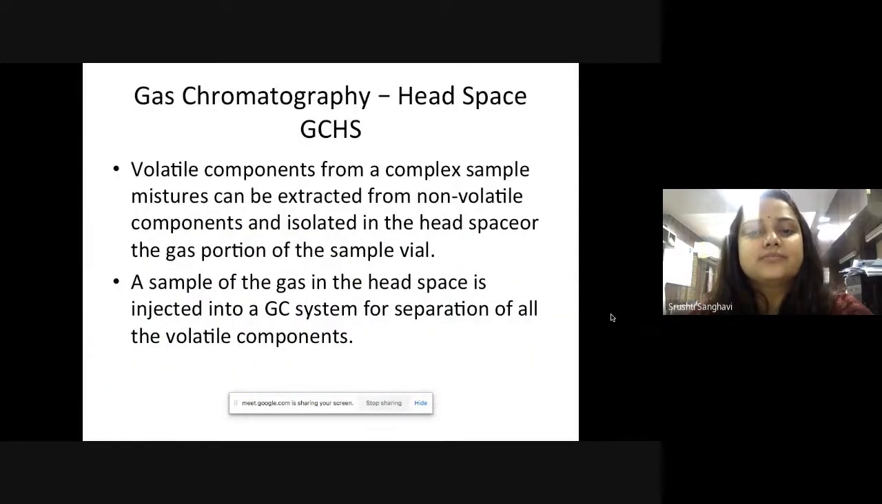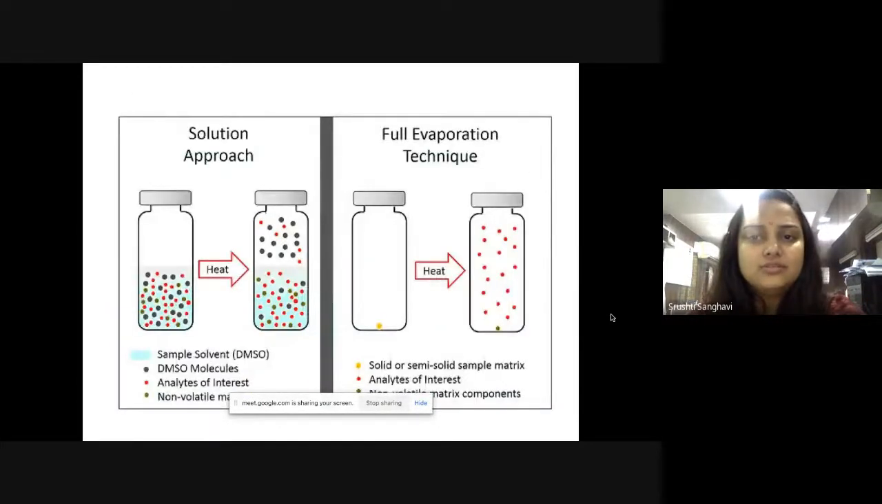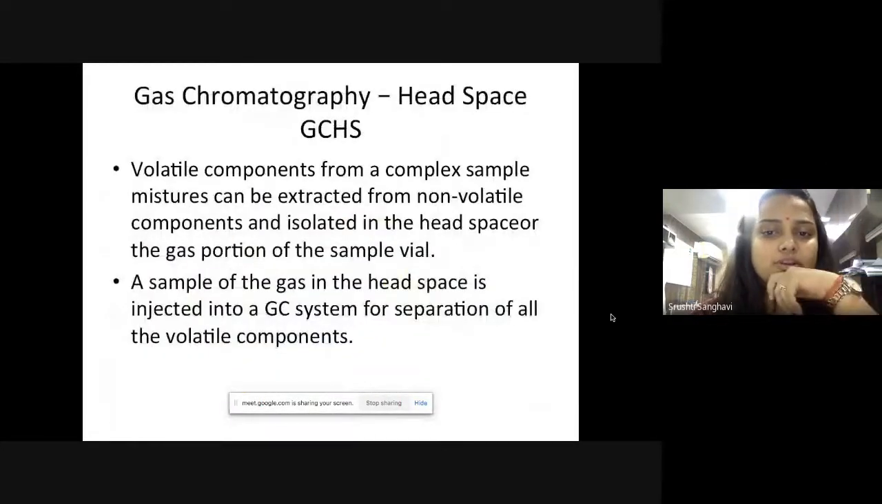That is the first point that we see here. Volatile components from a complex sample can be extracted from non-volatile components and isolated in the headspace, or the gas portion, of the sample vial. The image that we saw here, the full evaporation technique, is the first point right here.